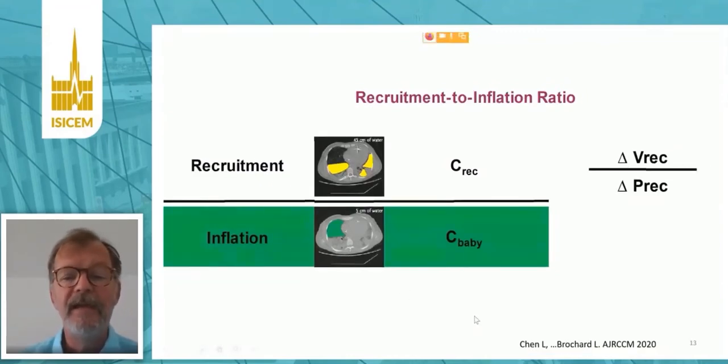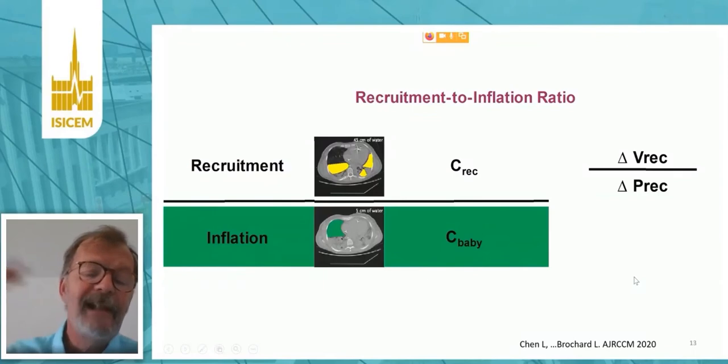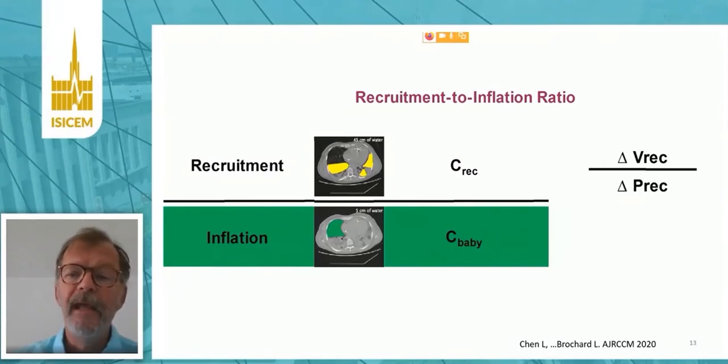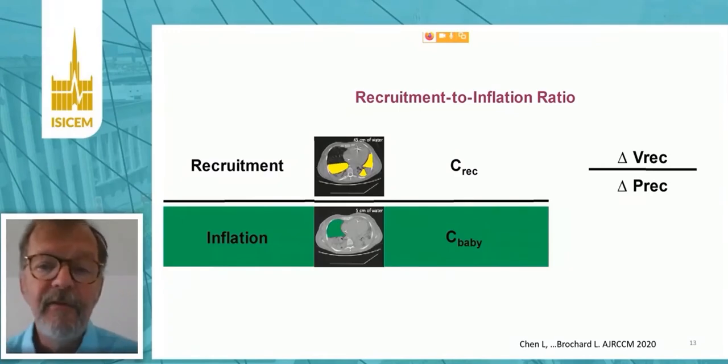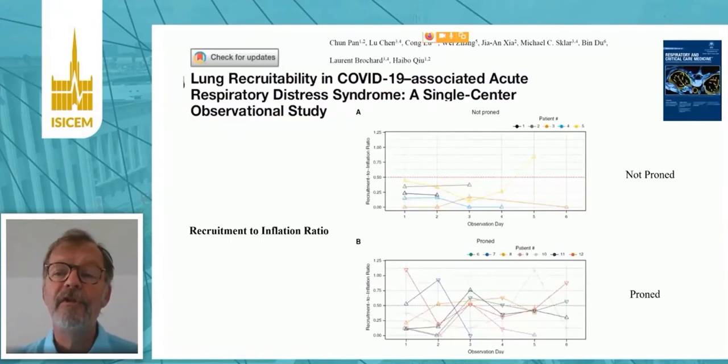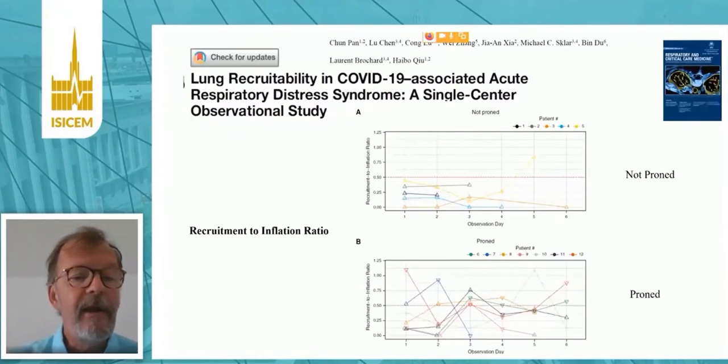This is based on the compliance at low PEEP. And what we call the compliance of the recruited lung is the delta volume by the delta pressure, which in our example was a delta PEEP of 10. And we have used this technique even in the COVID-19 patients with colleagues from China in Wuhan during the pandemic.